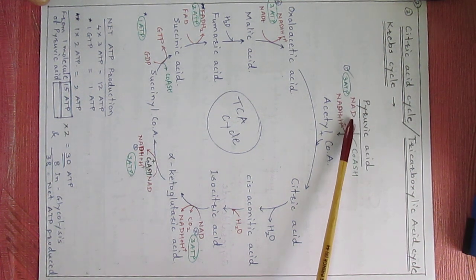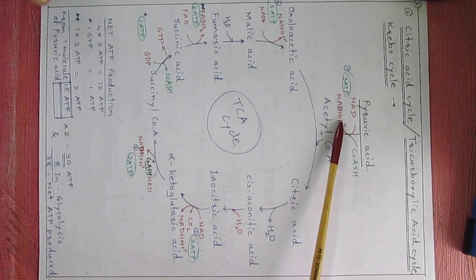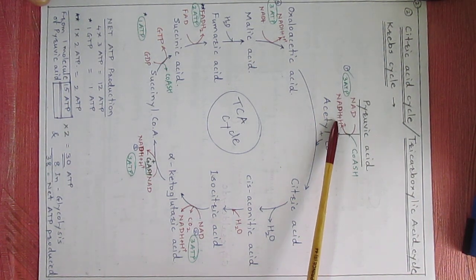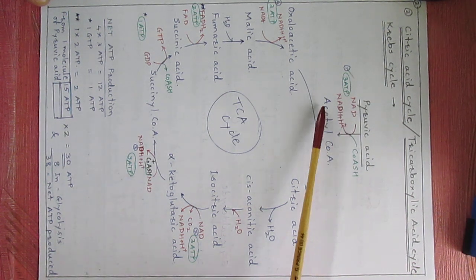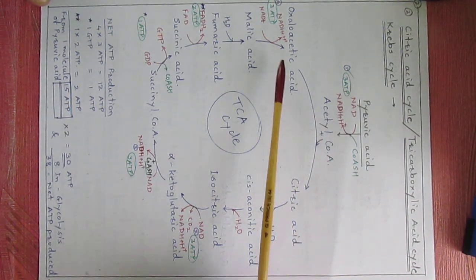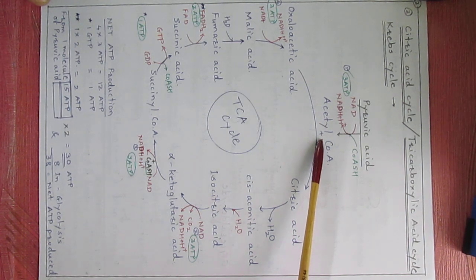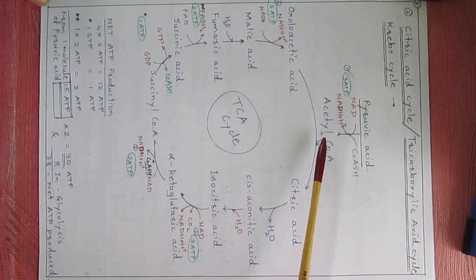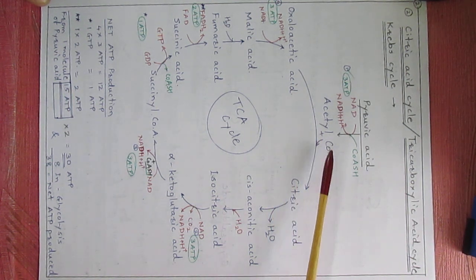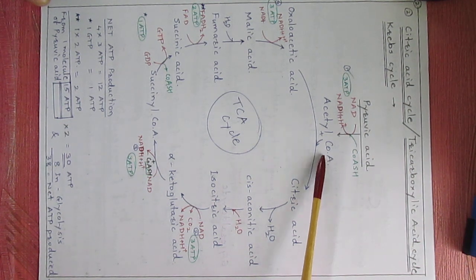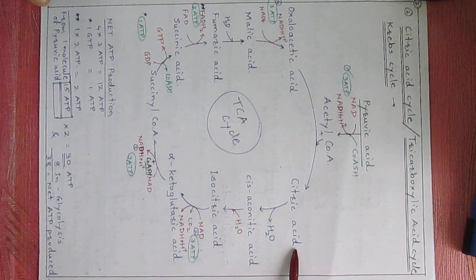In this process of formation of acetyl coenzyme A from pyruvic acid, nicotinamide adenine dinucleotide gets reduced to form NADH2, and in this process 3 ATP molecules are produced in the electron transport chain. Now this acetyl coenzyme A gets entry into the mitochondria, and in that mitochondria the oxaloacetic acid is already present. This oxaloacetic acid is a 4 carbon compound, acetyl coenzyme A is a 2 carbon compound, and these two combine to form the citric acid.